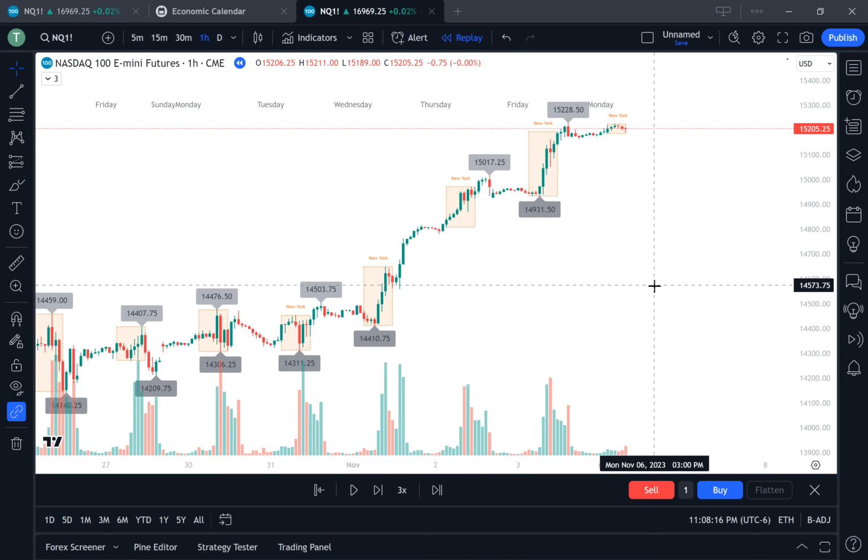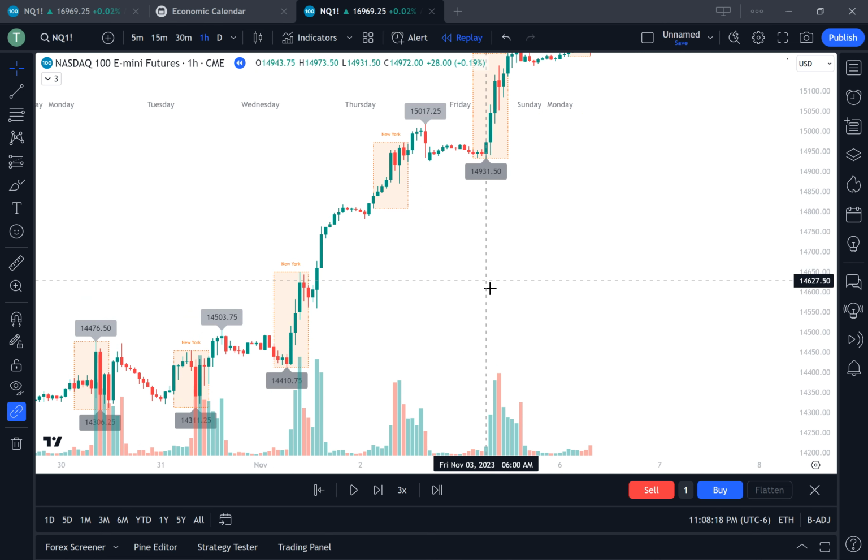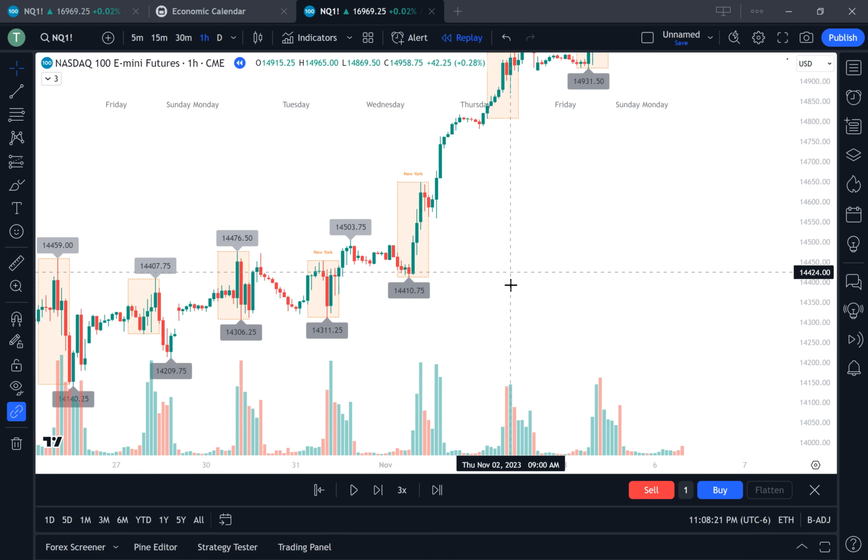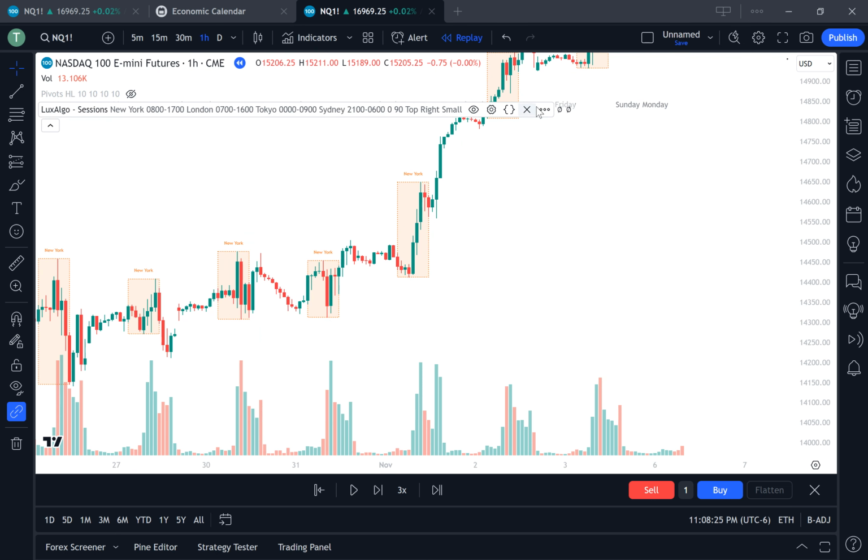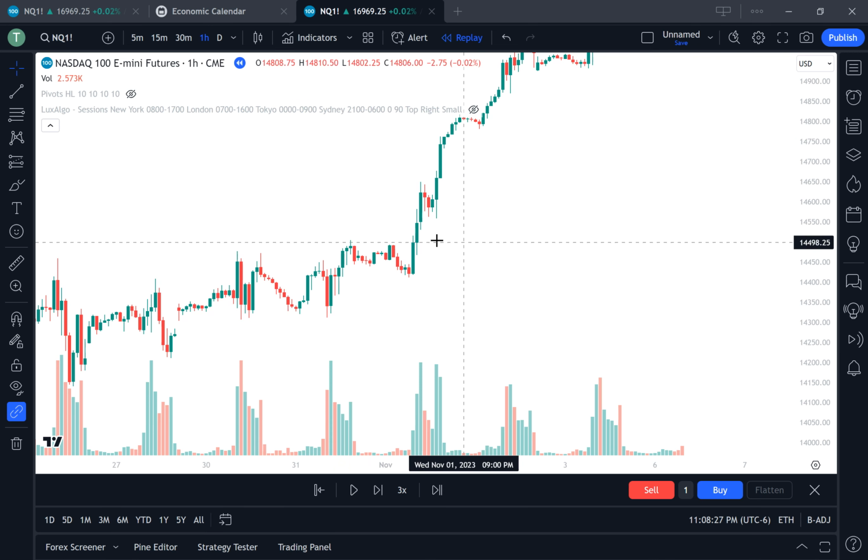So I primarily trade the New York session. That is like the bread and butter for me. And let me start off with the first one. Let's start off down here at the very bottom. So this is volume.